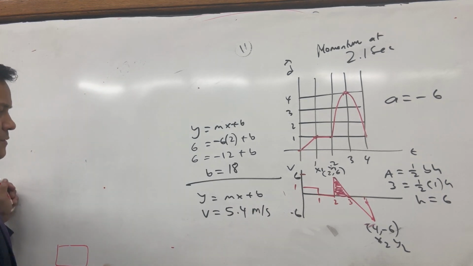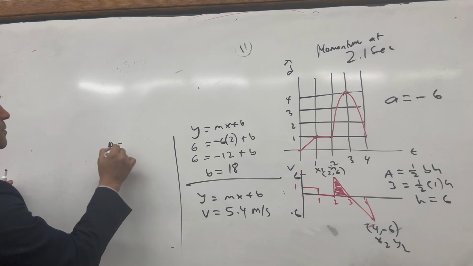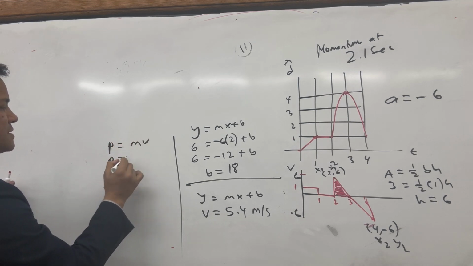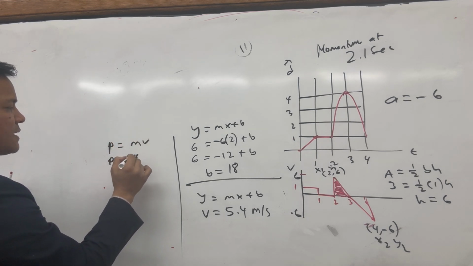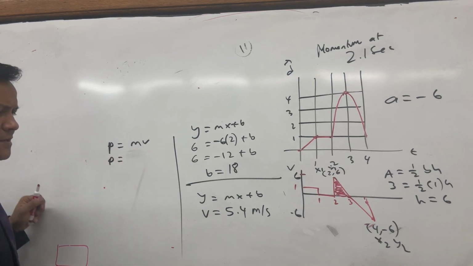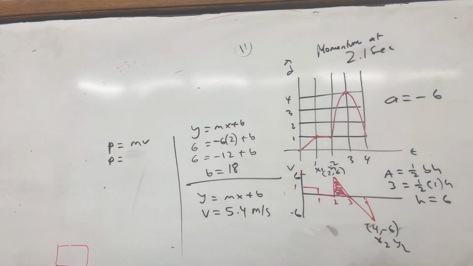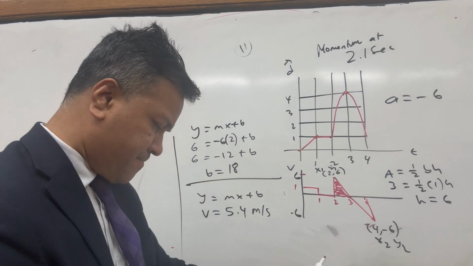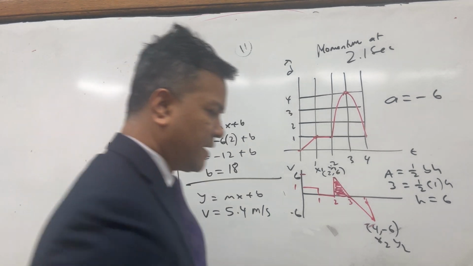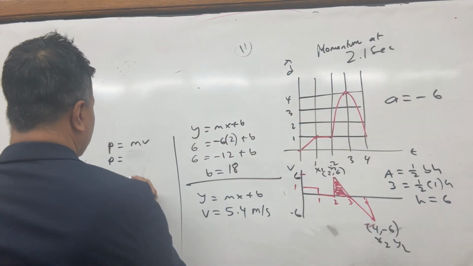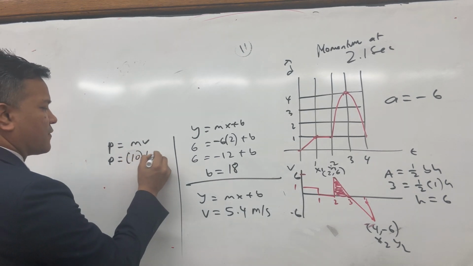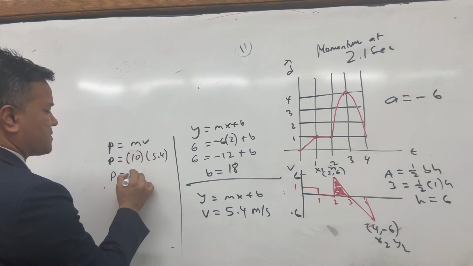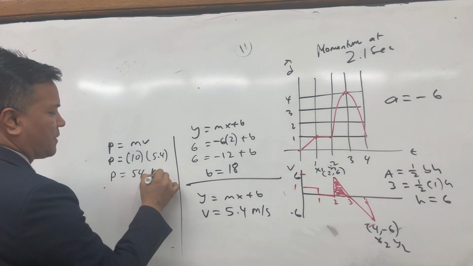Okay, so now what is momentum? Momentum is mv. So m is 5.4. No, m is how much? Did I give you m? M is 10, I believe. Yeah, 10. So 10 times 5.4, and that is momentum is 54 kilogram meter per second.